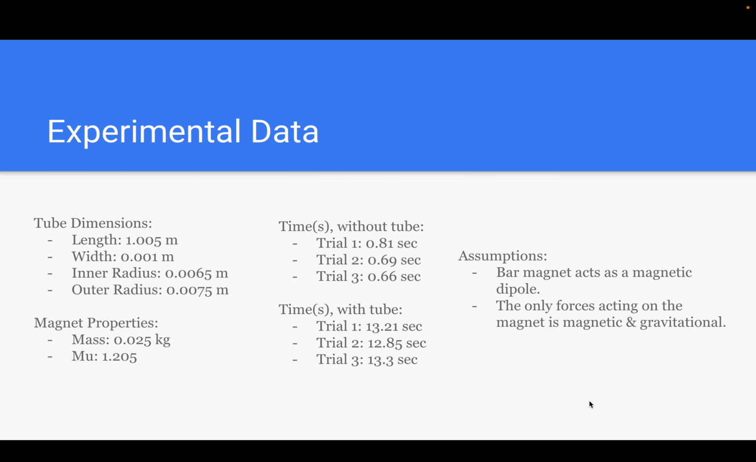Some assumptions for this experiment were that the bar magnet acts as a magnetic dipole because it has the north and south features on it, and the only forces acting on the magnet were gravitational and magnetic forces.